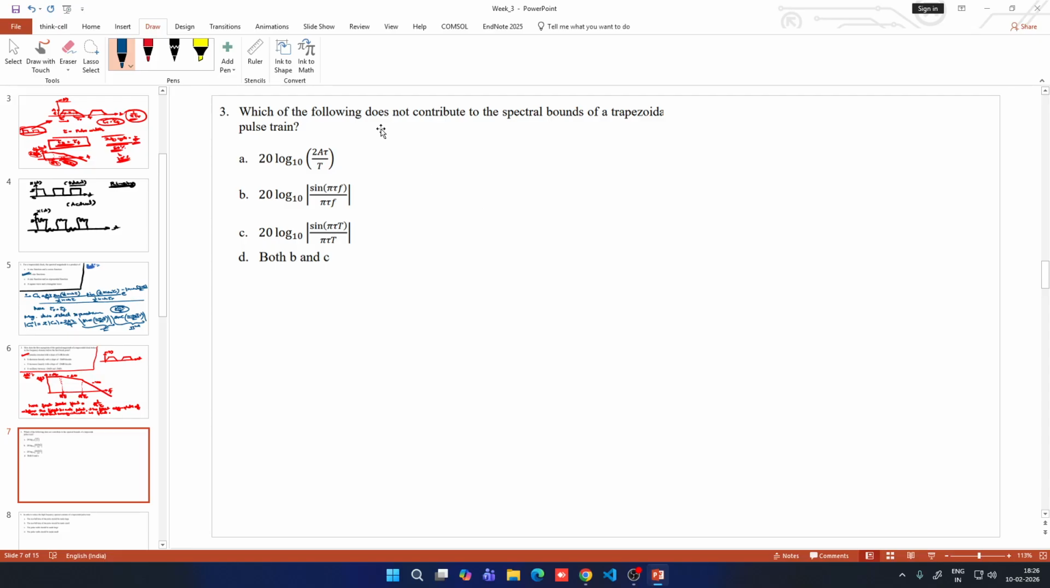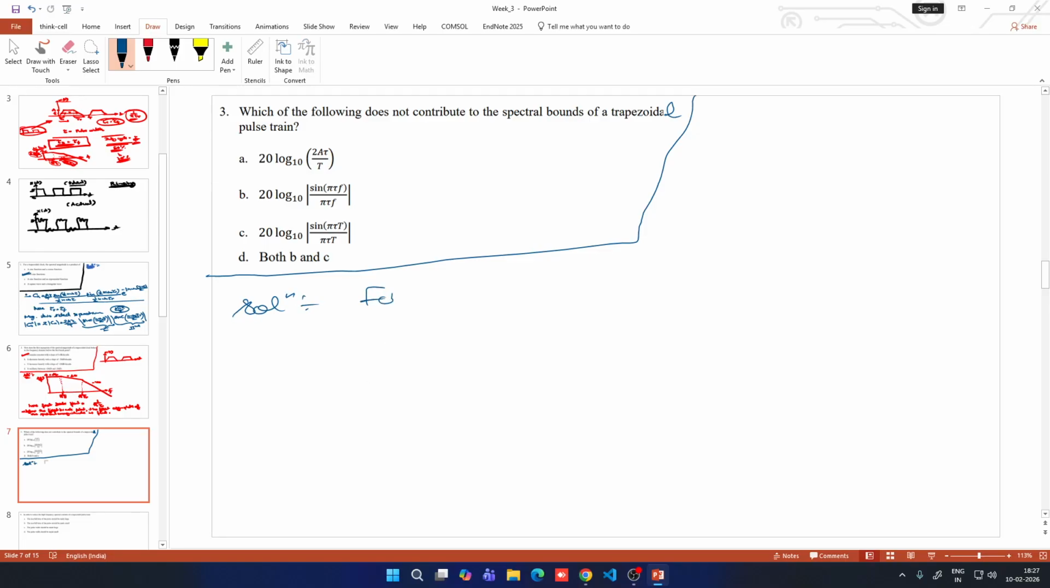Which of the following does not contribute to the spectral bounds of a trapezoidal pulse train? So four different options are given, and it's asking out of all these 4, which does not contribute to the spectral bounds of a trapezoidal pulse train.